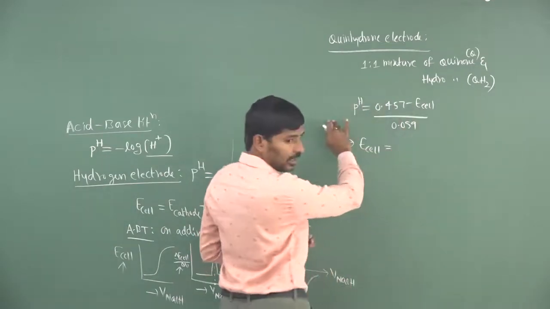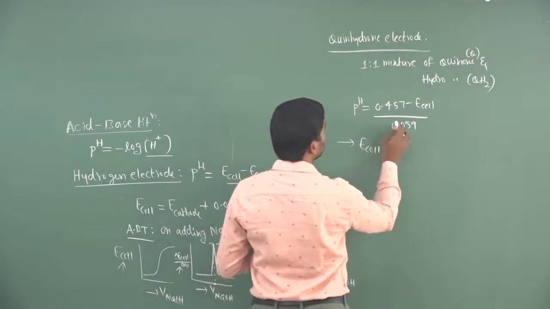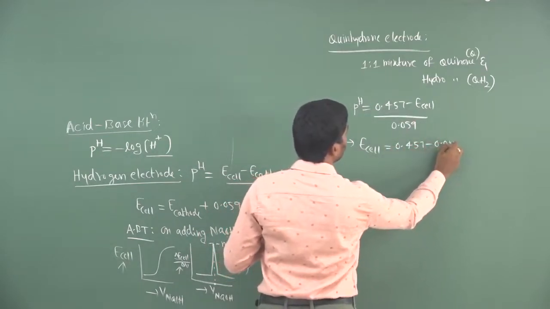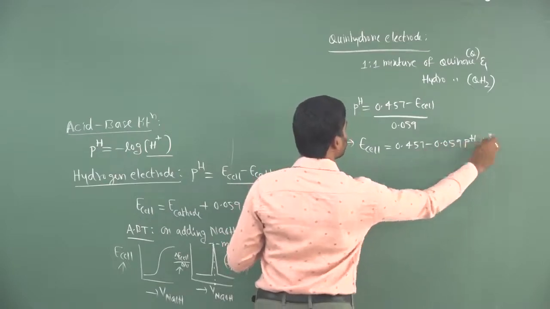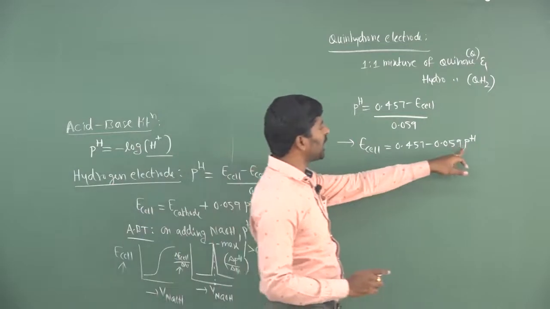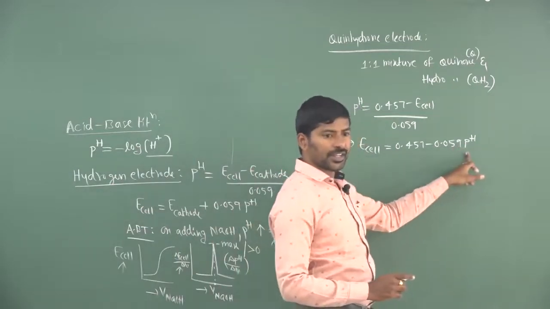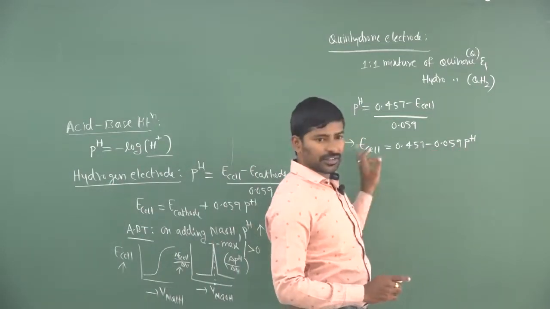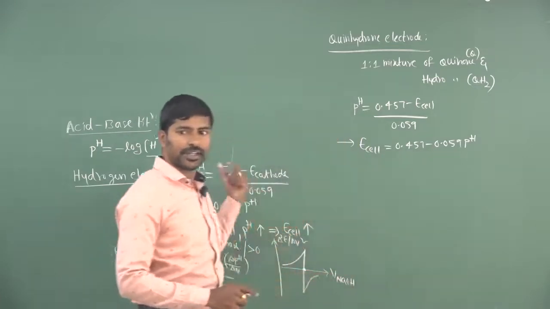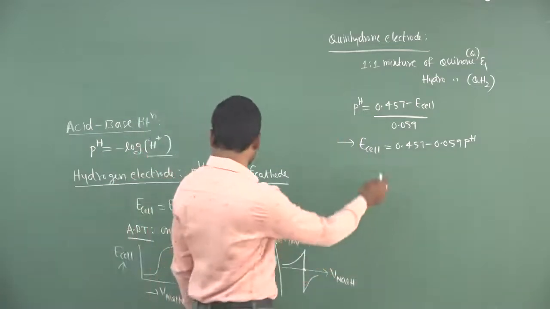If you bring E cell to the left side, plus E cell, we will get 0.457 minus 0.059 pH. Therefore, on adding NaOH, what happens? The pH increases, so the negative value is increasing. That means cell potential decreases. A sudden decrease is observed at the end point.